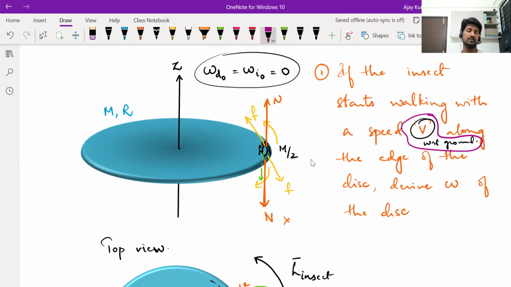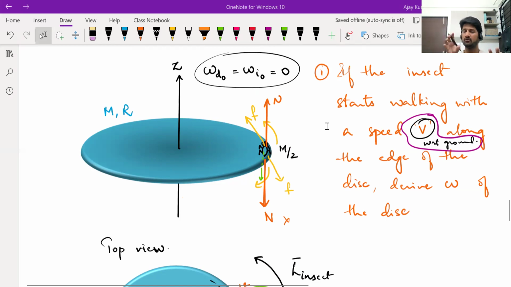What are accelerated reference frames called? Non-inertial frames. And when analyzing from such a frame, what should you apply? You will have to apply pseudo force. And pseudo force can produce torque. We'll discuss the point of application of pseudo force and the torque produced by pseudo force in the next class.